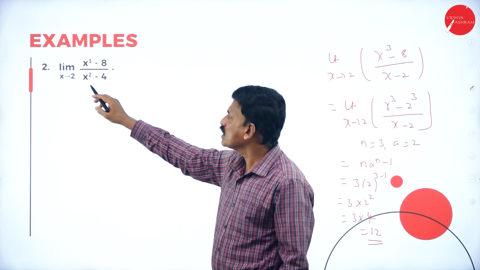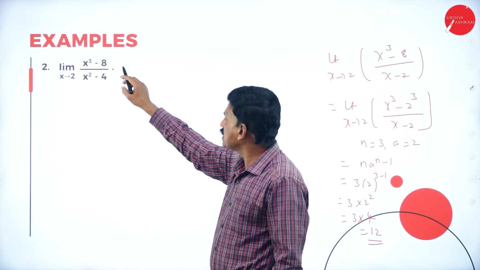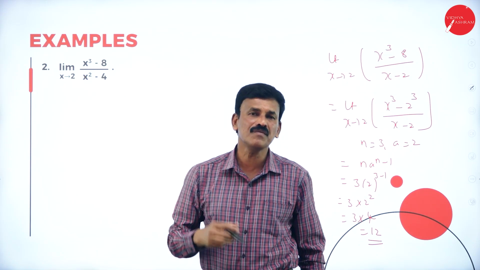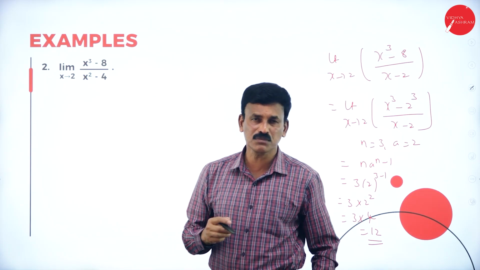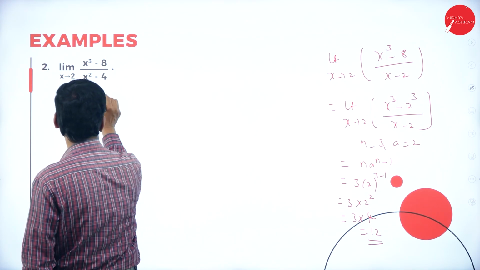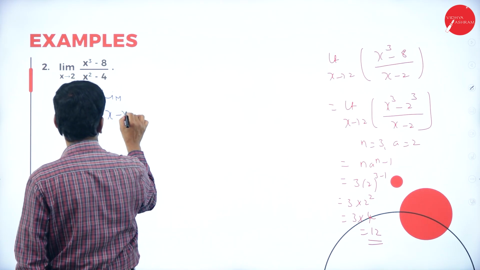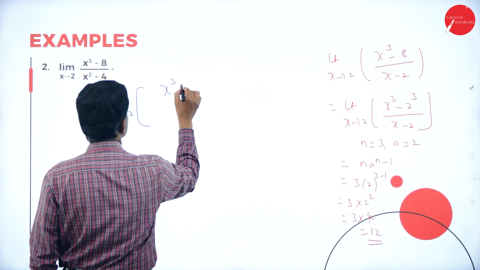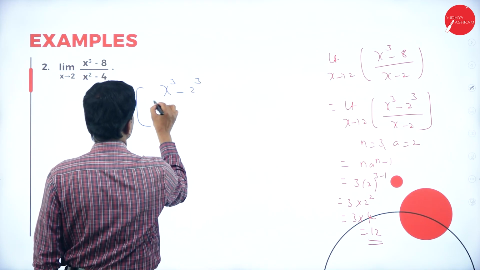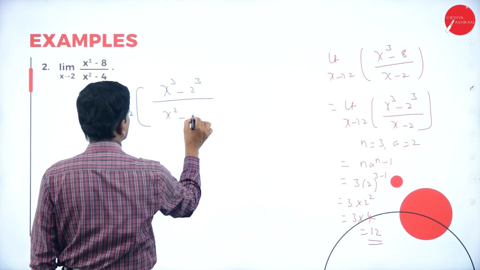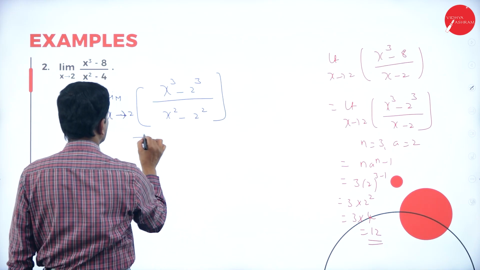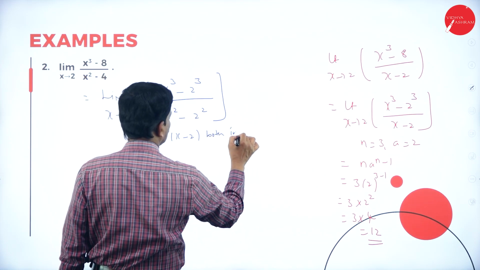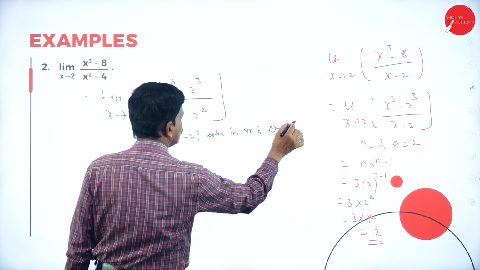This is of the form limit x tends to a of x raised to n minus a raised to n by x raised to n minus a raised to n. Now, convert this into the form of x raised to n minus a raised to n by x minus a. Now, this can be written as limit x tends to 2 of x cube minus 8 can be written as 2 cube, divided by x square minus 4 can be written as 2 square. Now divide by x minus 2 both in numerator and denominator.